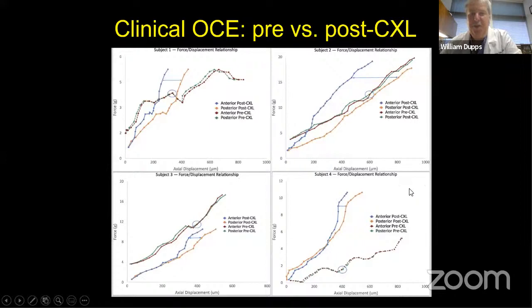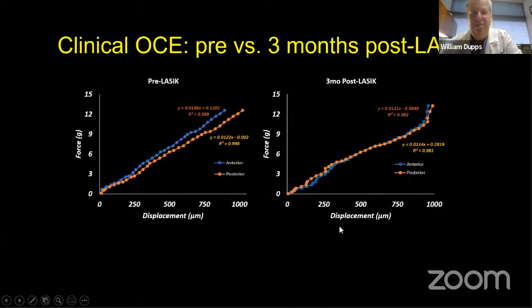And these are just a few case-by-case examples of patients that were cross-linked, looking at them 3 months later. And in every case, we see this big difference in the displacement from the front to the back after treatment. So clear evidence of a stiffening effect after cross-linking.